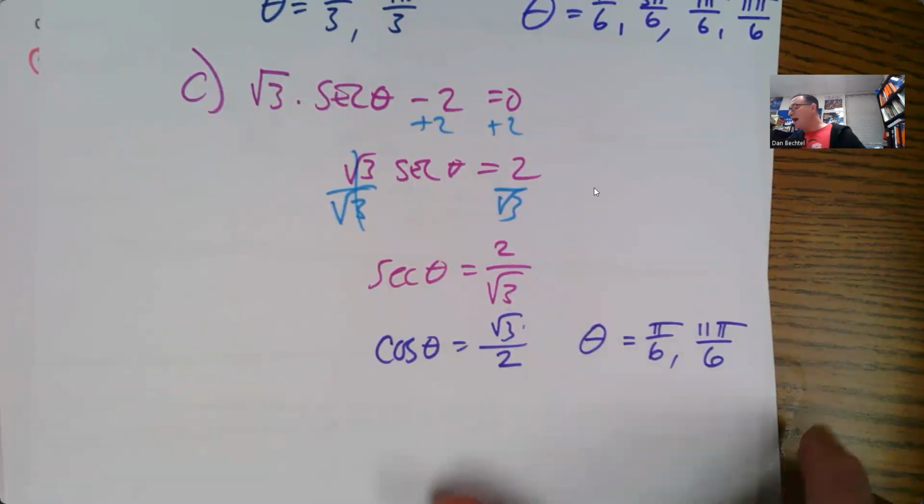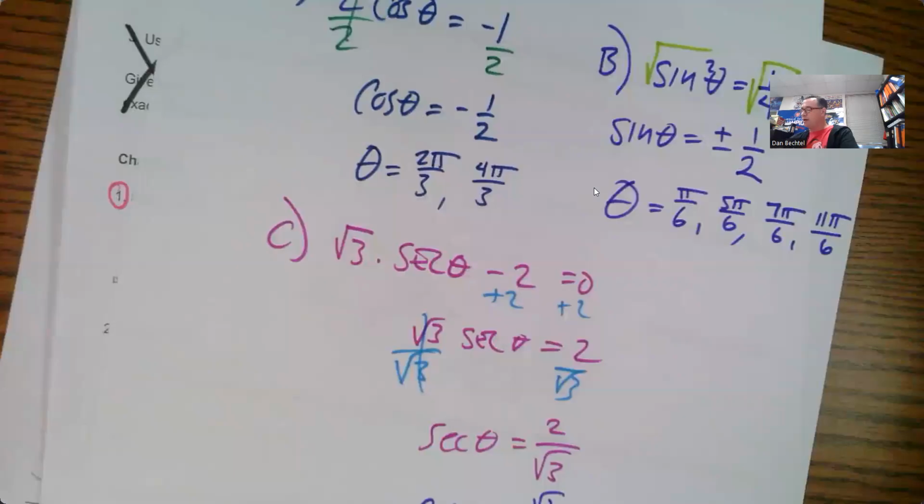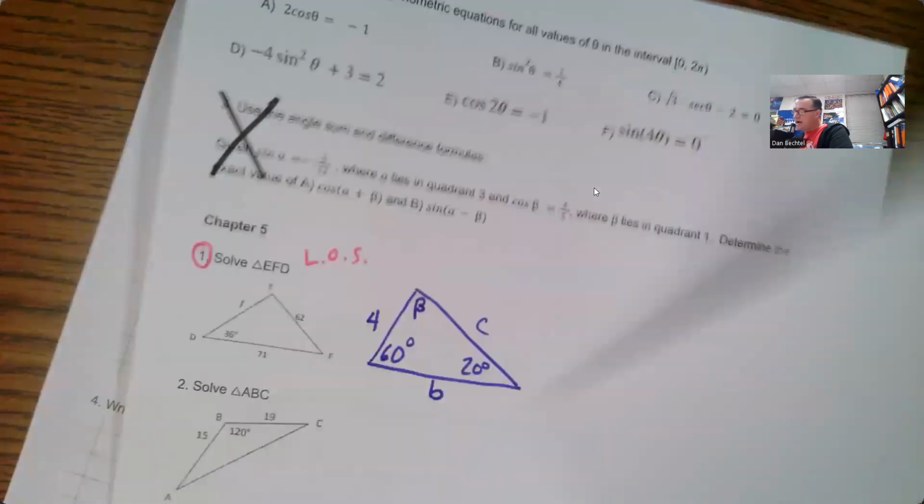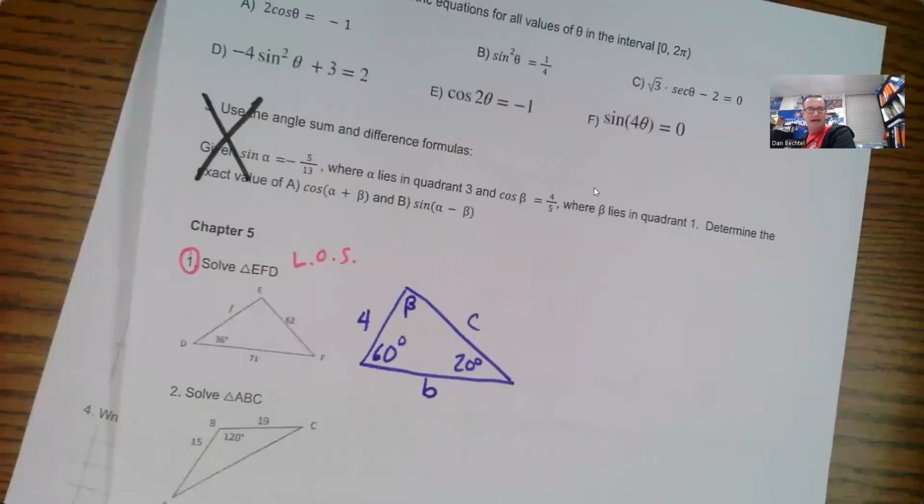Okay, so we now have how many left? I have a bunch of stuff on my desk. I've got to move it out of the way so we can actually keep working. Okay, I have got D, E, and F.